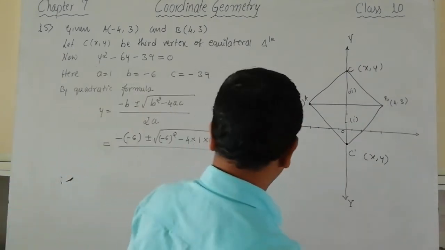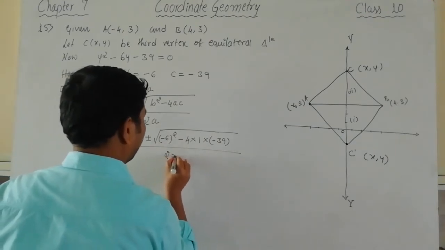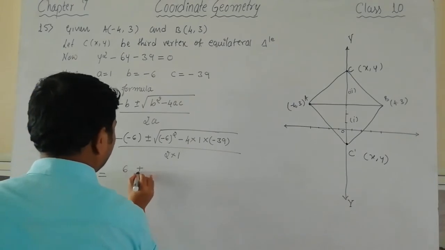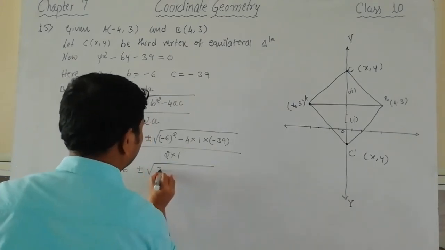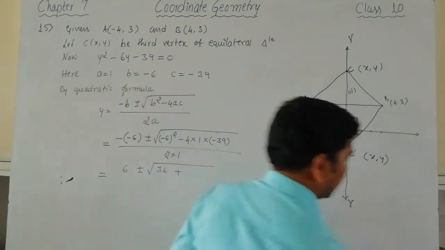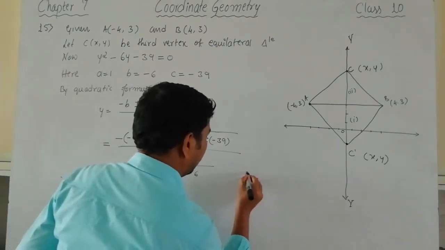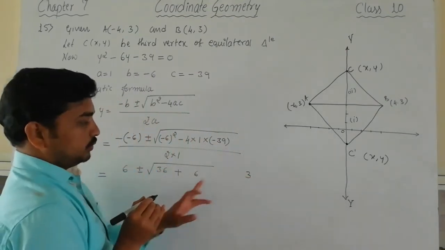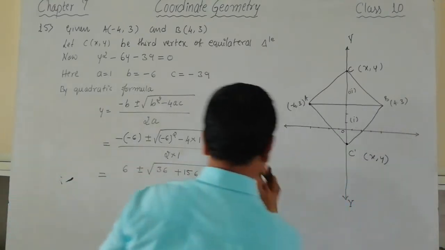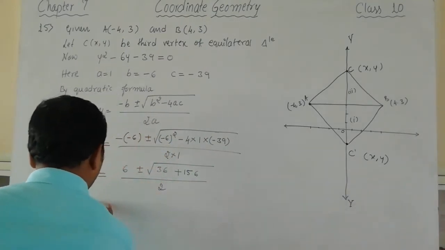2 as it is, a means what? 1. Okay, it will become 2 into 1. So in the next step, it will become 6 plus or minus square root of 6 square, which means 36, and then minus into minus it will become plus, and then 4 into 39 you need to calculate. 4 3s are 12, 4 9s are 36, and 3 carry, 4 3s are 12, 12 plus 3 means it will become 15. 156, and then divided by 2 into 1 means it will become just 2.